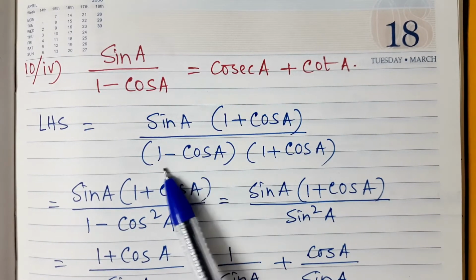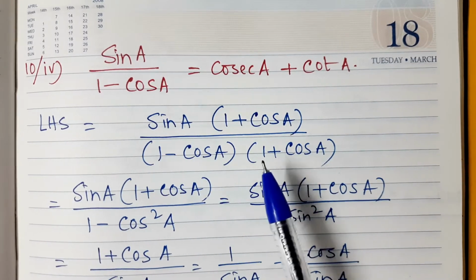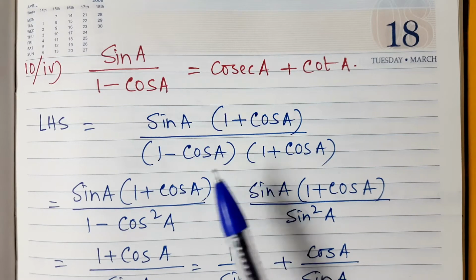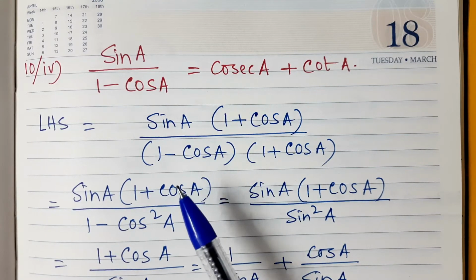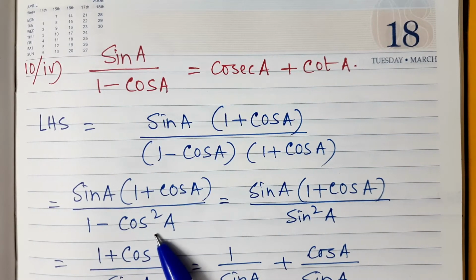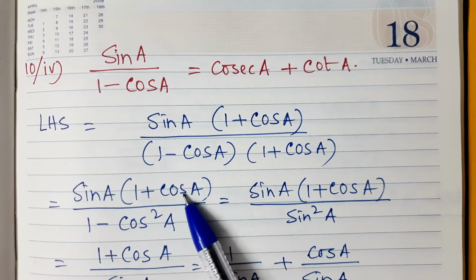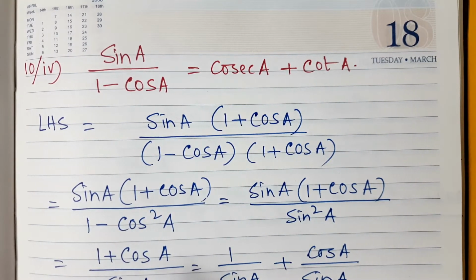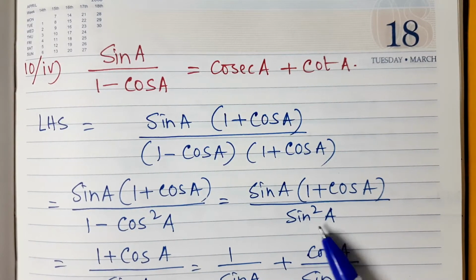Okay, now this is A minus B into A plus B. A is 1 and B is cos A. So it is the A square minus B square formula. So it is 1 minus cos square A, and that is the numerator. Okay, so 1 minus cos square is what? Sin square A, because sin square A plus cos square A is equal to 1. So I am writing that.